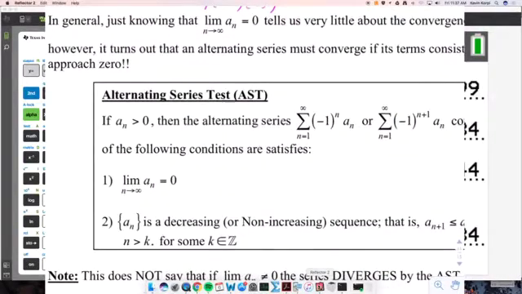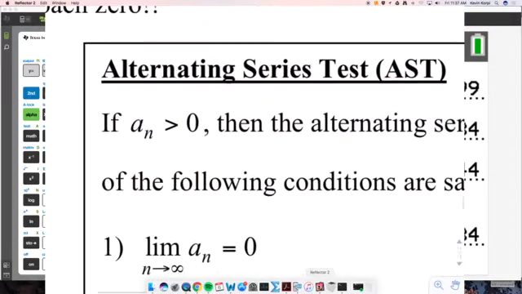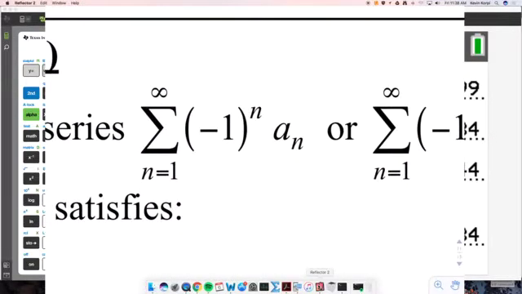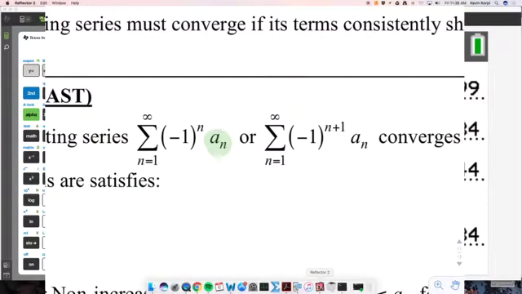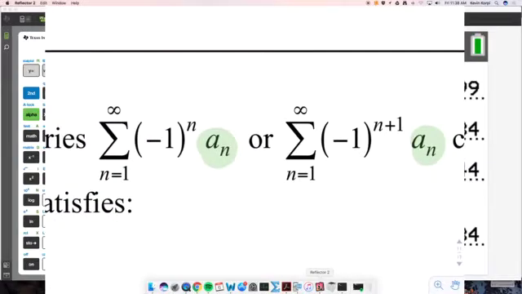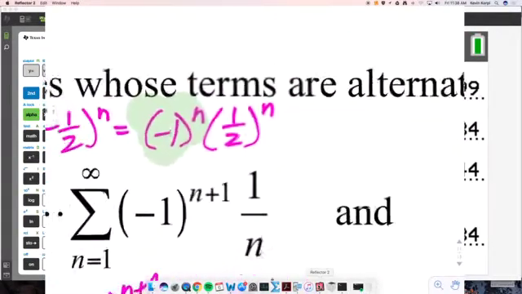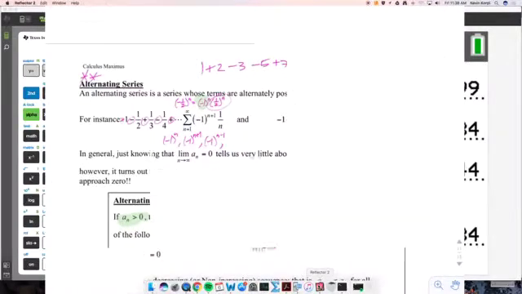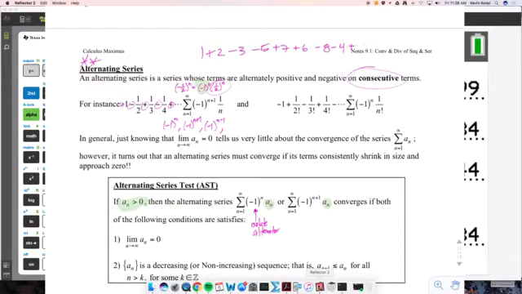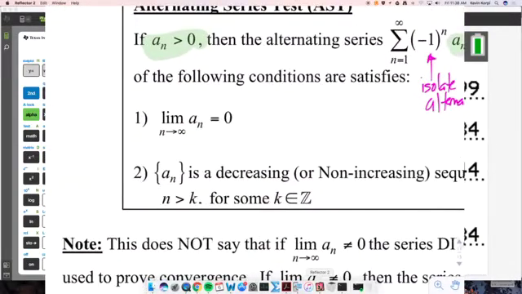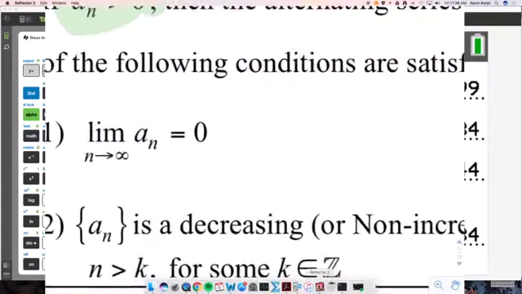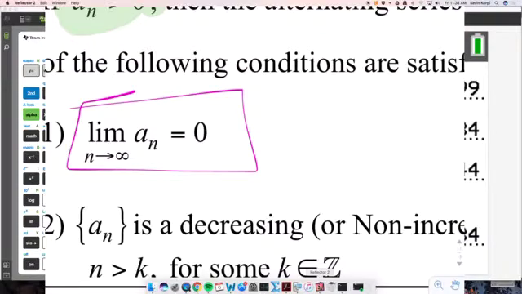so here's the alternating series test. We probably won't get around to using it, but at least we'll introduce it. If you have a sub n that's greater than 0, so you have a positive sequence, then the alternating series, negative 1 to the n times a sub n, or negative 1 to the n plus 1 times a sub n. In other words, if you have an alternator there, you separate the alternator from the rest of the series, okay? So you're isolating the alternator. Again, if we had negative 1/2 to the n, if we isolated the alternator, we would let 1/2 to the n be a sub n. If you isolate the alternator, and it's an alternating series, then if the following two conditions are satisfied, the series will converge. Number one, the limit as n goes to infinity has to be 0.